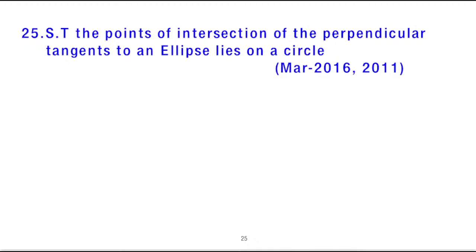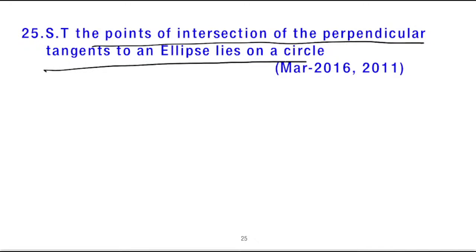Show that point of intersections of perpendicular tangents to the ellipse lies on a circle. ఇది కూడా ఇప్పుడు నేర్చుకున్నదే auxiliary circle. Show that point of intersections of perpendicular tangents to the ellipse is always what? Lies on a circle. Good question ఇది.